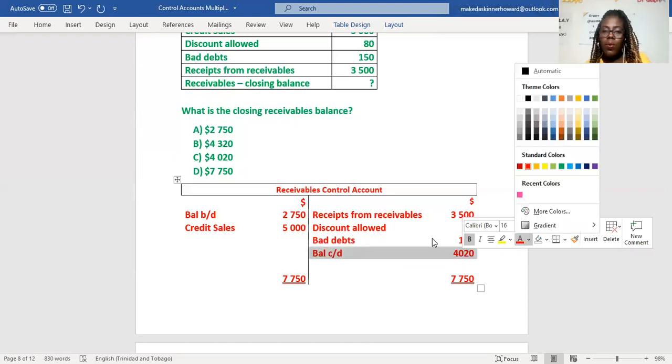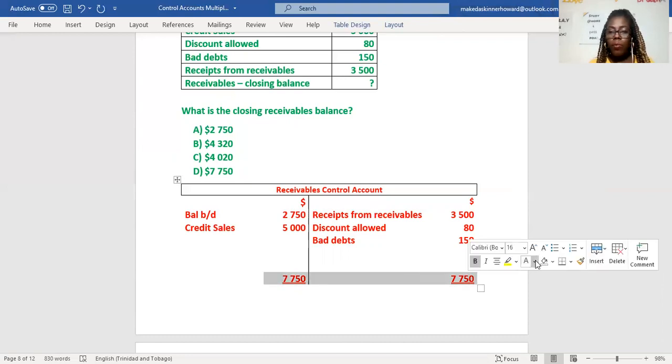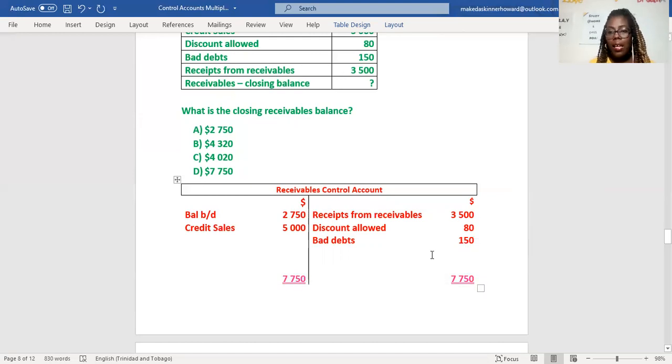All right, so this is what a T account should look like before you put in your balance carry down. Same system. Find the total of both sides. Use the bigger number as your total figure. And then whichever side is less, you have to balance that off by deducting the items on that side from the total.